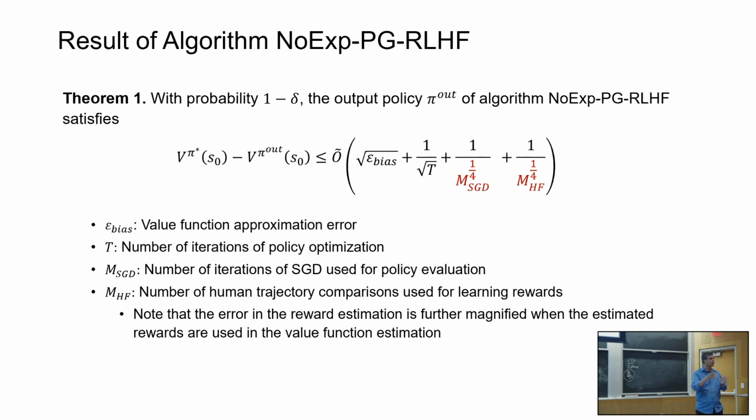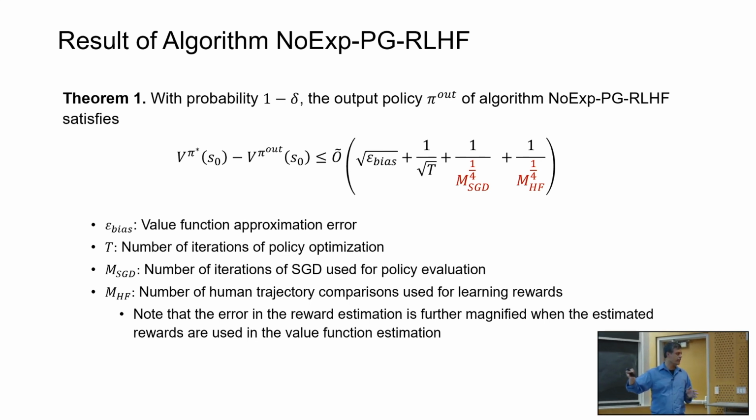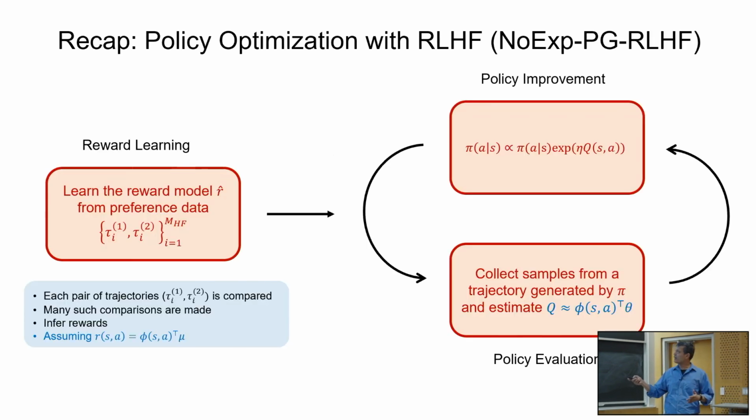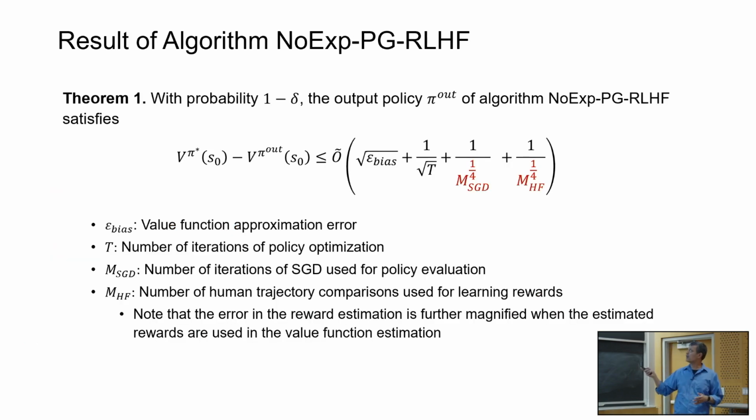One of the interesting, complicated things we had to do was to take the result by Zhu, Jordan, and Zhao, and propagate that through the policy optimization phase and figure out how the error in the outer part contributes to the overall error. That's the most significant amount of work in the paper.